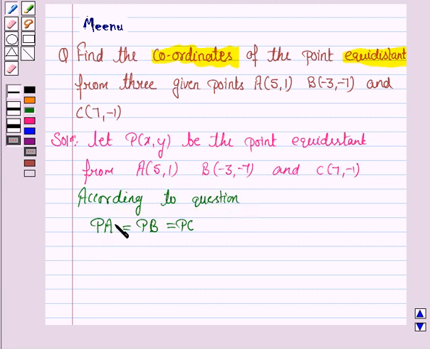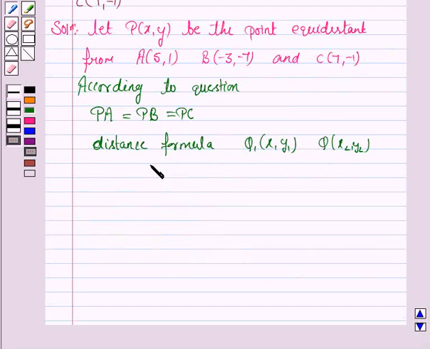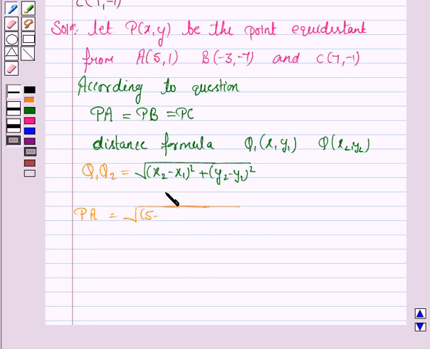So we have to find the distance between P and A, and the distance formula for the points (x1, y1) and (x2, y2) is given by under the root (x2 minus x1) whole square plus (y2 minus y1) whole square. Now we find the distance between P and A. Here x2 is 5, y2 is 1 and x1 is x and y1 is y. So this becomes under the root (5 minus x) whole square plus (1 minus y) whole square.